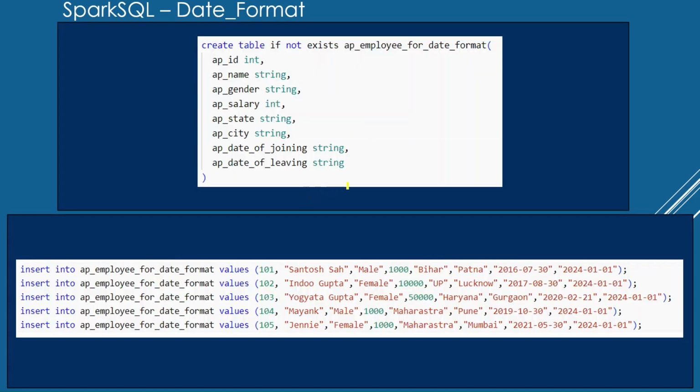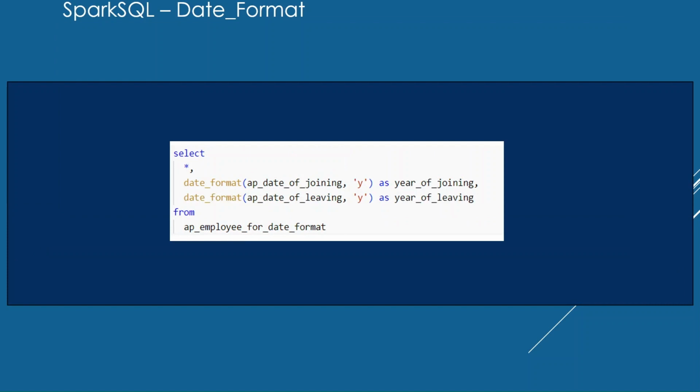To do this exercise, I am going to create this table. It has two columns of date type, which hold the date of joining and the date of leaving. Once this table gets created, with the help of this insert statement I will insert this data into the table. Once the data gets inserted, I will write this SQL.